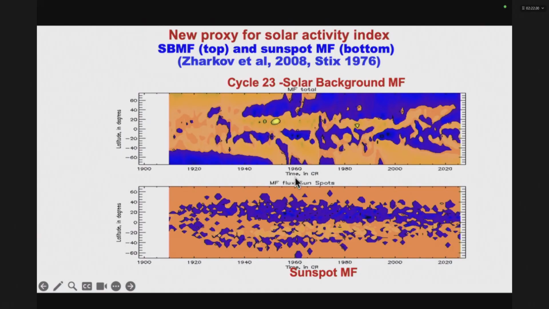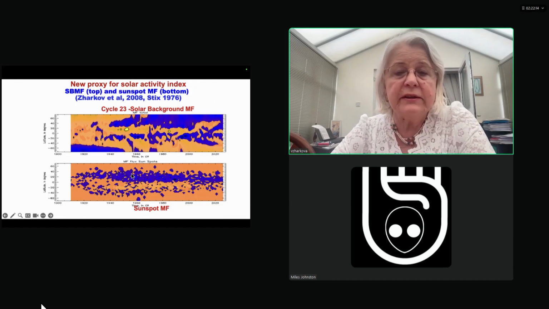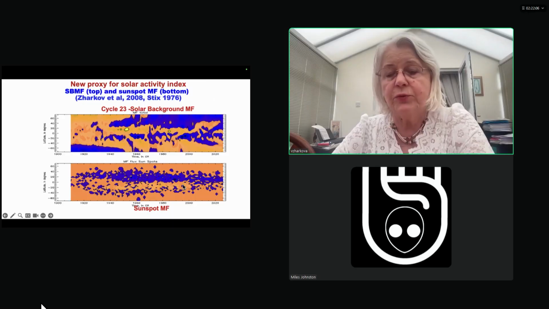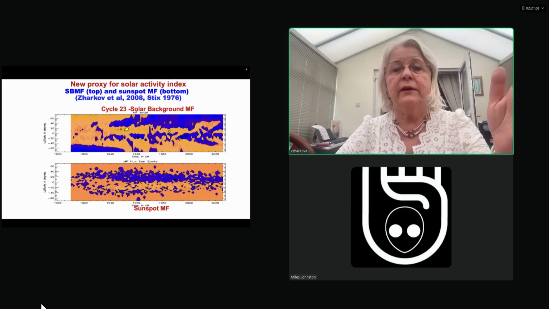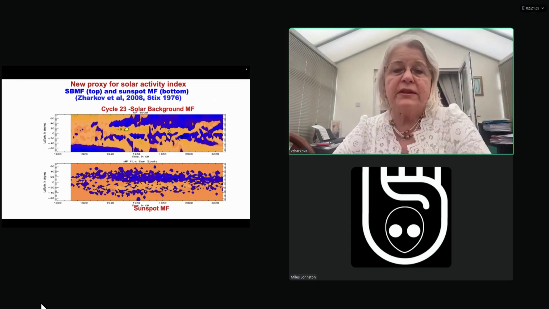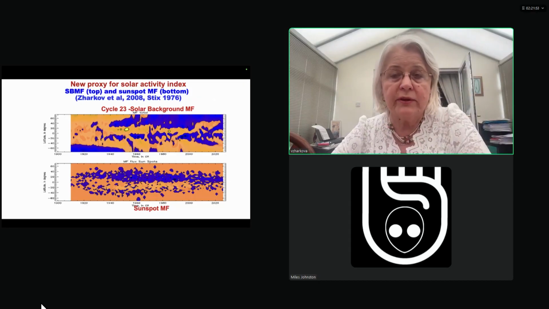What we see is that the background field polarity is orange in the northern hemisphere and blue in the southern hemisphere in the royal zone between plus and minus 30 degrees, which is opposite to the leading polarity of sunspots, which is northern blue in the northern hemisphere and orange in the southern hemisphere. So what we discovered is that this background field modulates where sunspots can occur and how they move towards the equator during this cycle.